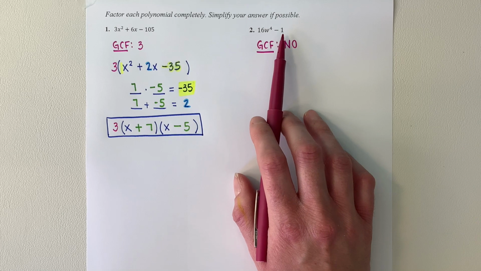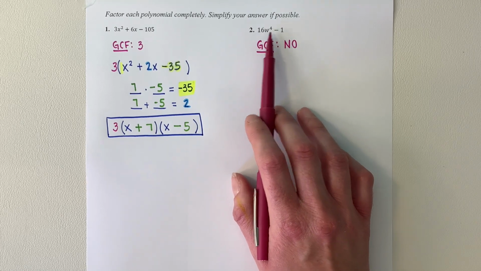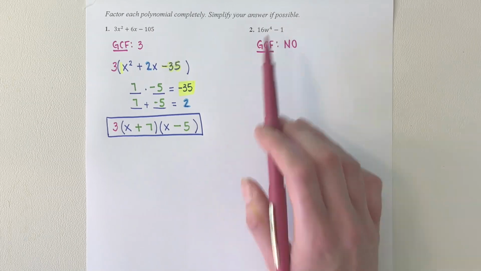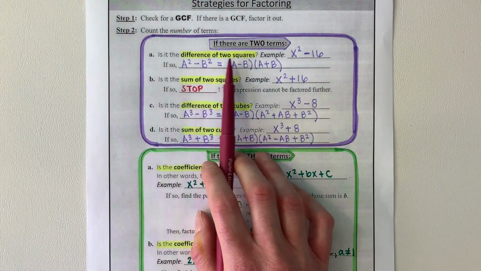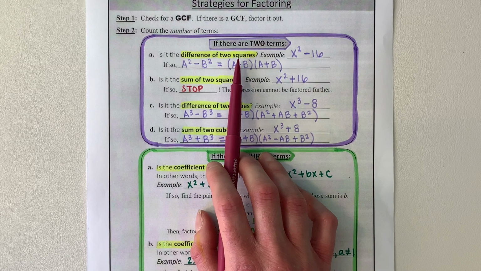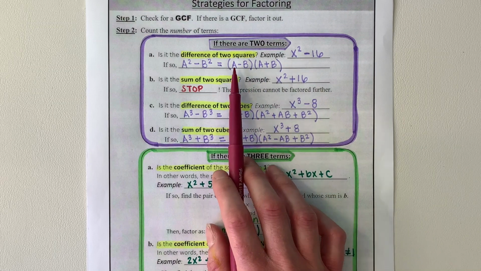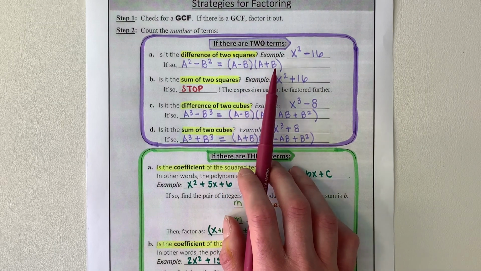1 can also be written as a perfect square. So both of these terms are perfect squares, and notice we have a minus sign in the middle. So it looks like we have the difference of 2 squares. We have 2 perfect squares with a minus sign in the middle. For those types of problems, we factor using this formula. We just have to determine our a and our b and then plug it into this formula.